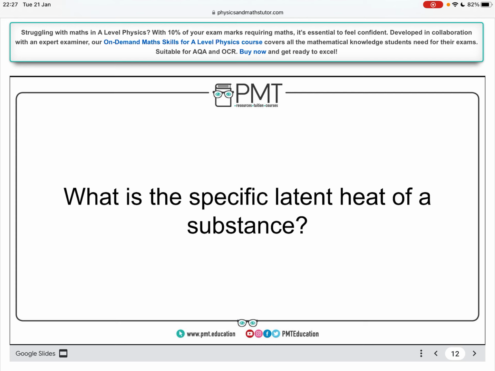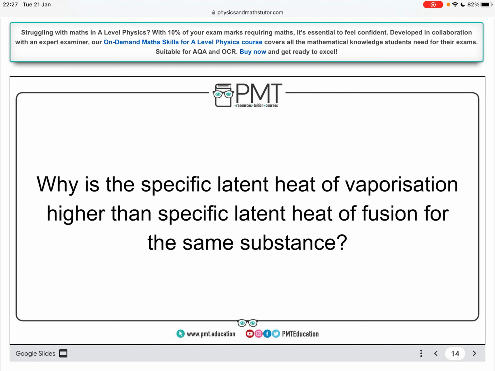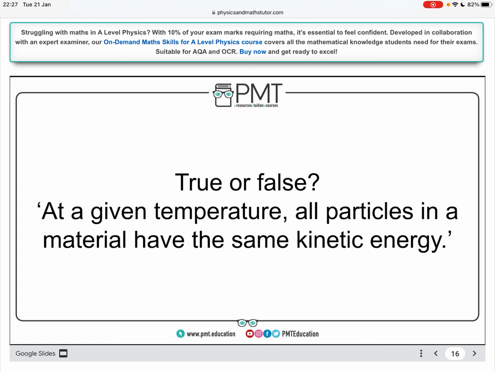What is the specific latent heat of a substance? This is basically from another chapter, but also refreshing memories. It's the energy required to change the state of a unit mass of a substance whilst keeping the temperature constant. Why is the specific latent heat of vaporization... Basically, not to cover this now. At a given temperature, all particles in a material have the same kinetic energy. True or false?